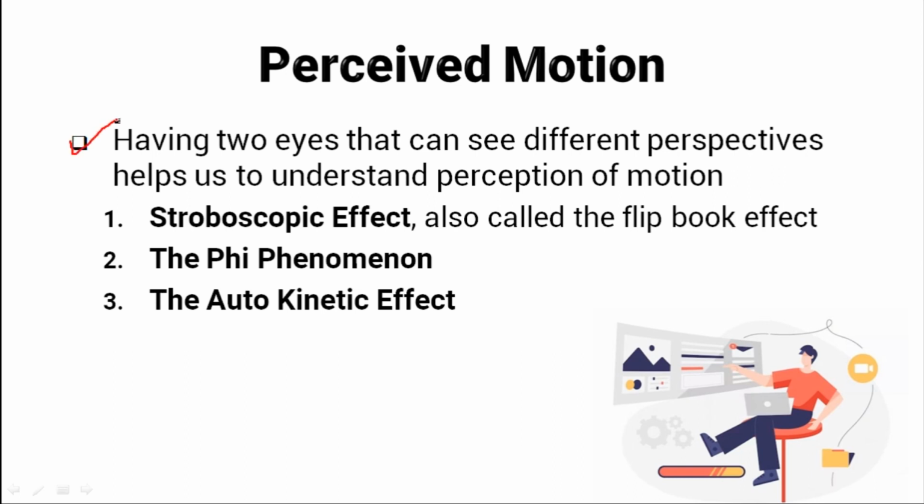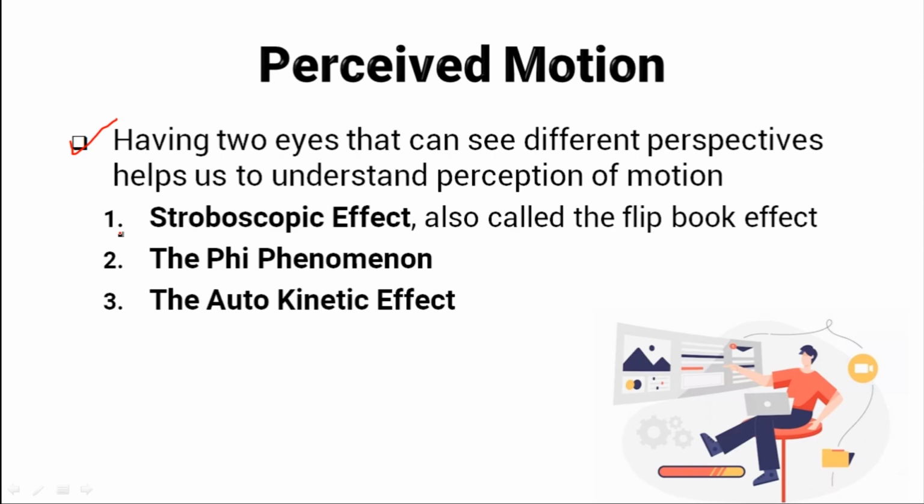Having two eyes that can see different perspectives helps us to understand perception of motion. Now let's consider what would happen if we had only one eye. If you cover one of your eyes and try to perceive the same motion, you will notice that the sense of motion becomes less apparent. Without the input from both eyes, our brain lacks the necessary information to accurately perceive the motion of the objects that are nearby.